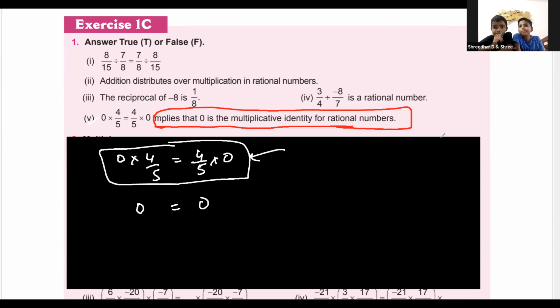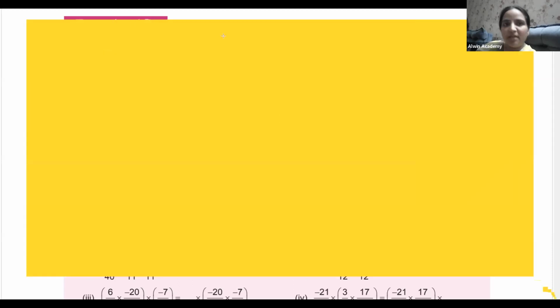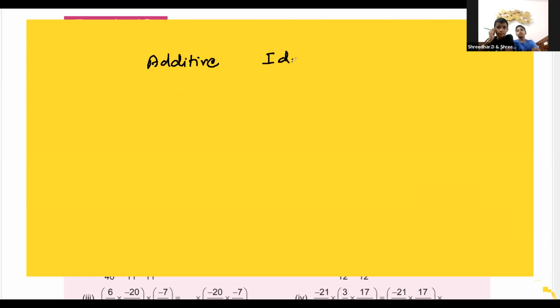What is multiplicative identity of rational numbers? Do you people remember? Ma'am, 1. Multiplicative identity is 1. So this again statement is a false one. For Shrikant and Sridhar, I'll explain the things a little more. And Samihan as well. Samihan beta, listen carefully. Additive identity and multiplicative identity. What are these two things?